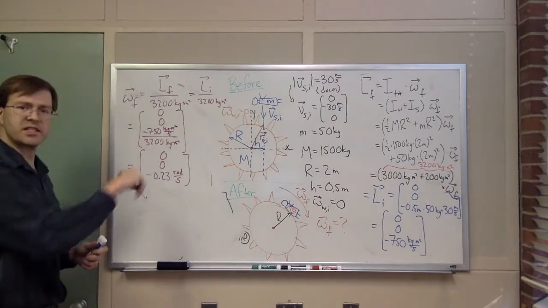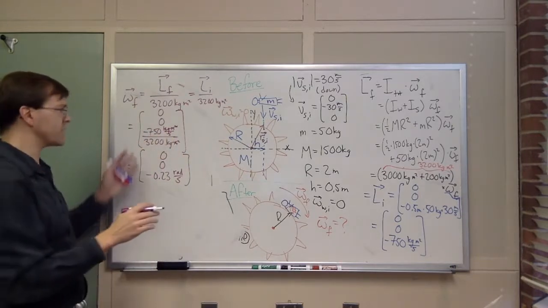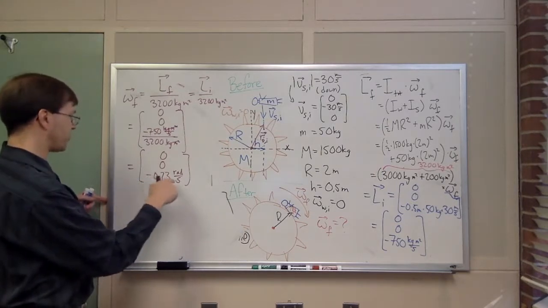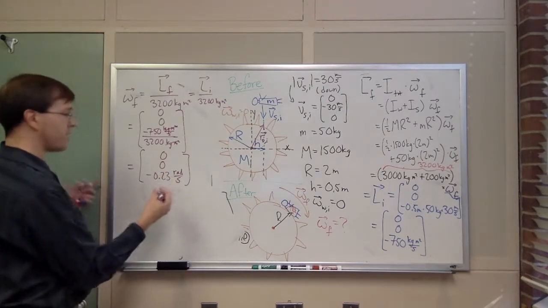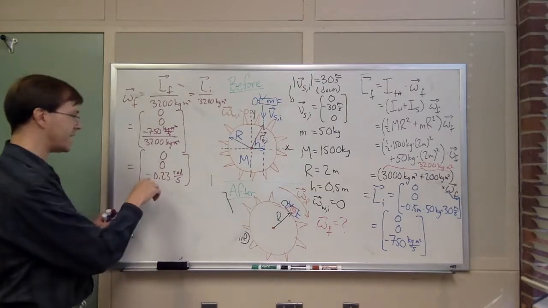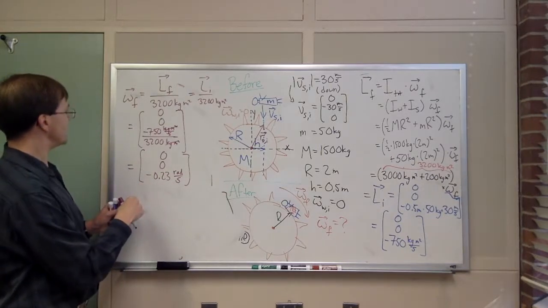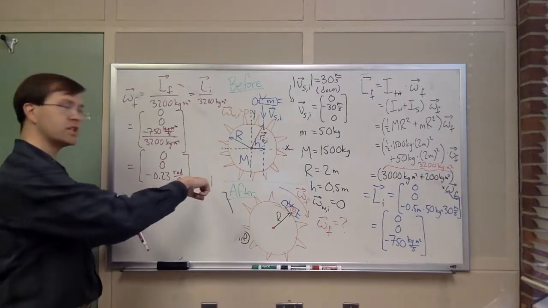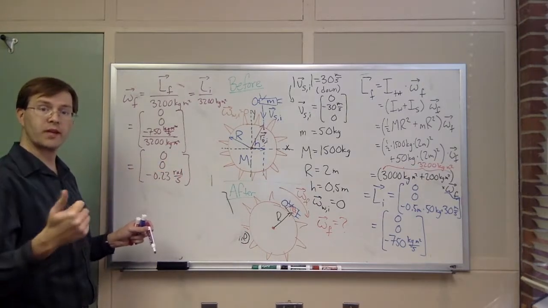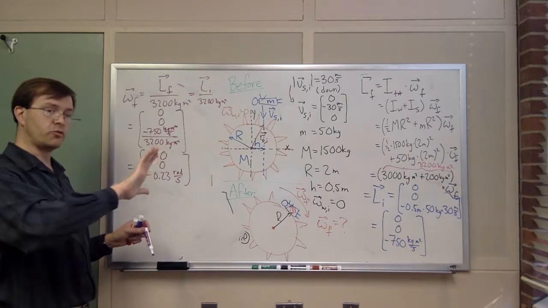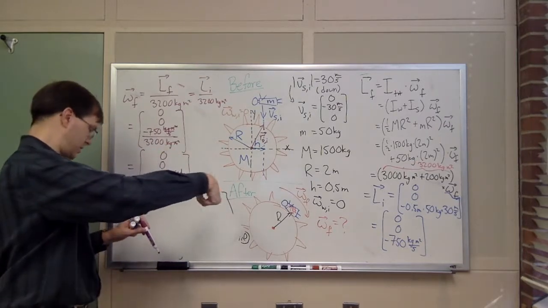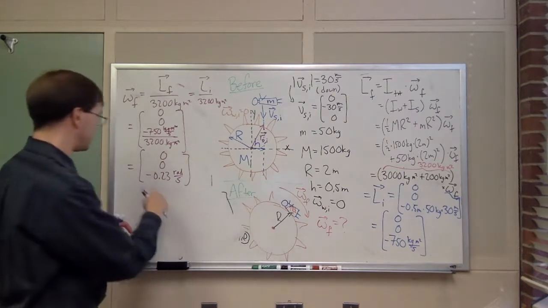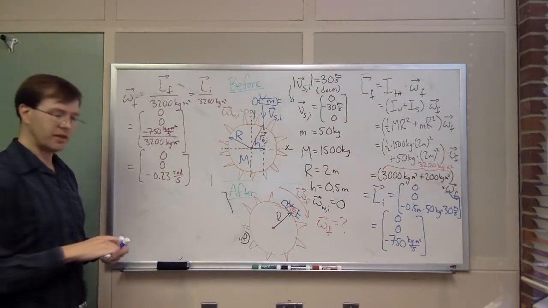The units I get are 1 over seconds, but remember, once I'm talking about angular things, radians are what I have. So I've got 0.23 radians per second, and that is my final angular velocity. It's negative in the z direction. It's a negative z component, so that means it's into the board. I interpret it with the right-hand rule. Thumb into the board, the direction of rotation is this way, and there we have it. It's going the way we expected, and we got an answer here.